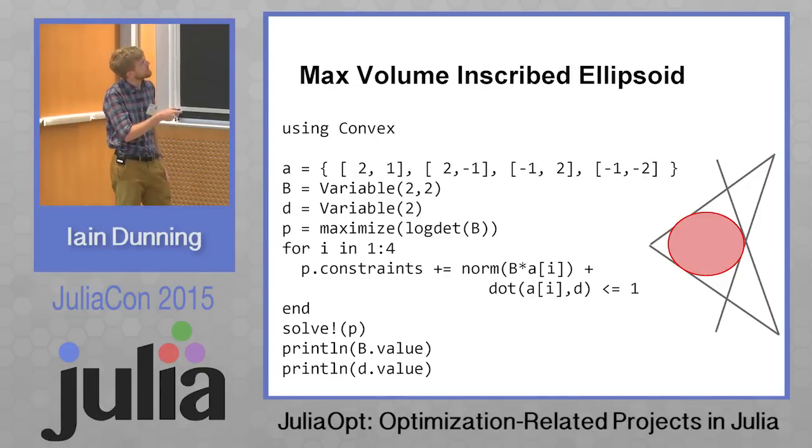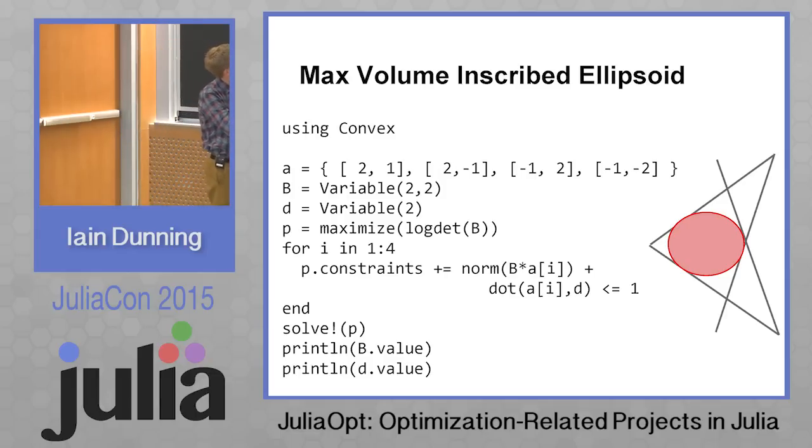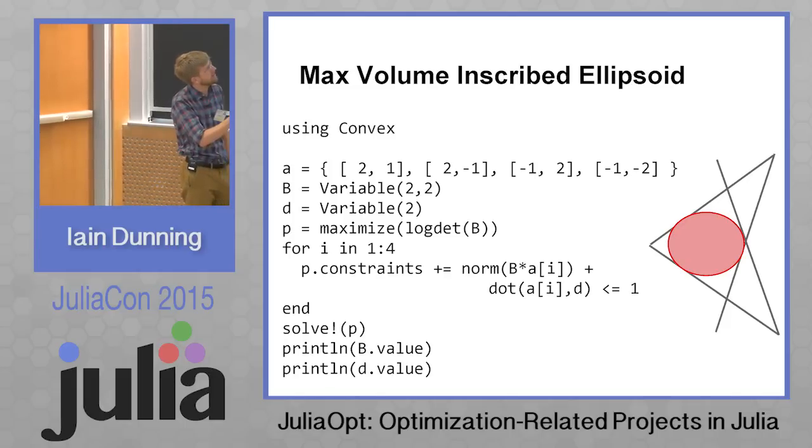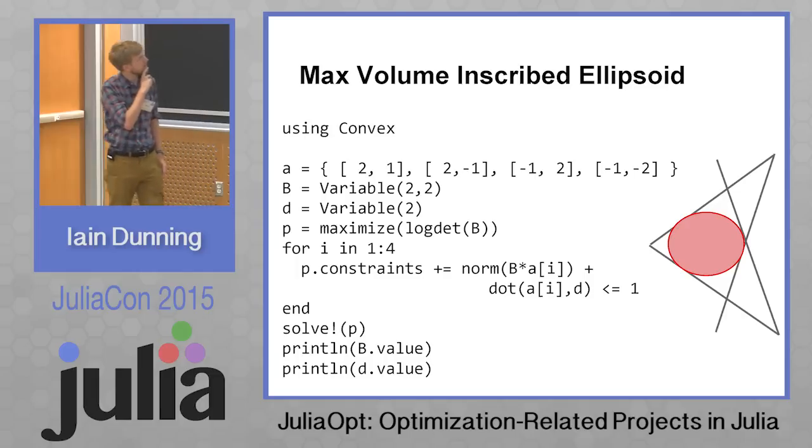Then we add each of the constraints to the model. We say the norm of B times a plus a transpose d is less than or equal to b. That's just this, less than or equal to 1. We solve it, and then we get our solution. And it turns out that for this polyhedron here, defined by the intersection of all these half spaces, the answer is a slightly skewed ellipse.